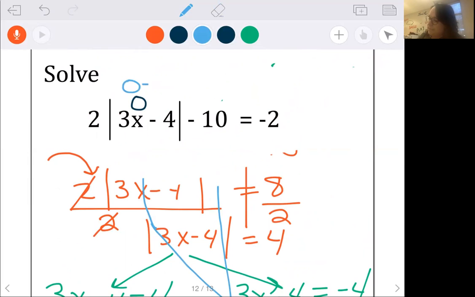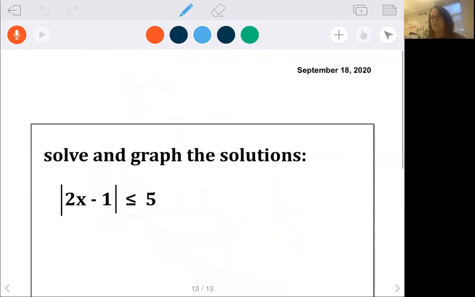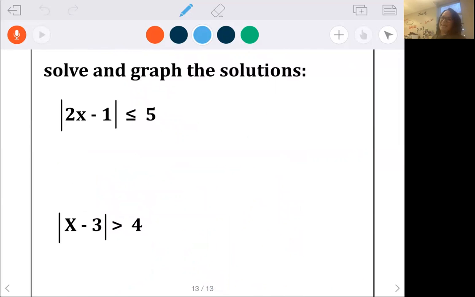Minus 4, I'd get a -4. In absolute values, I'd get a 4. So I have 2 times 4, which is 8, minus 10, which is -2. It worked. So, surprise, surprise. All right, I'm on the last 2.